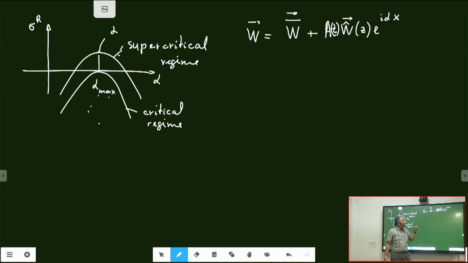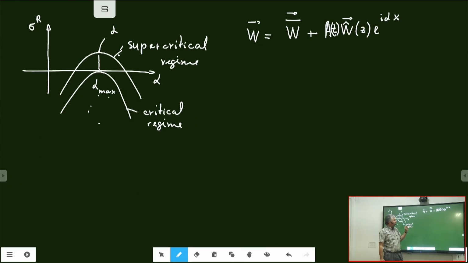Okay. So my goal is to find this A of t. Why? Because I already know what the rest is. I started with that. I found it. It is the eigenfunction. I plotted it. That's the only thing which I don't know. Is that clear? So our goal from now on is to find this A of t. And that's the essence, the final ultimate goal of the weakly nonlinear analysis that I will be introducing next.